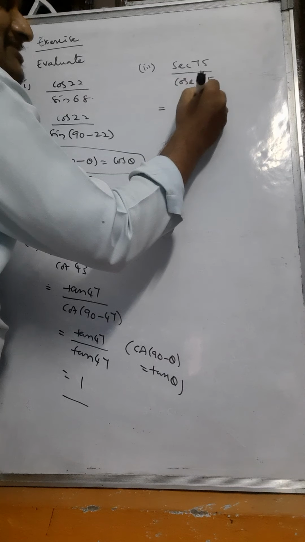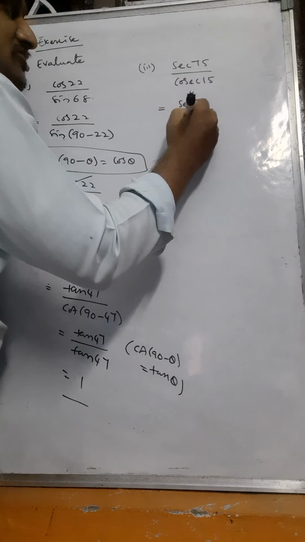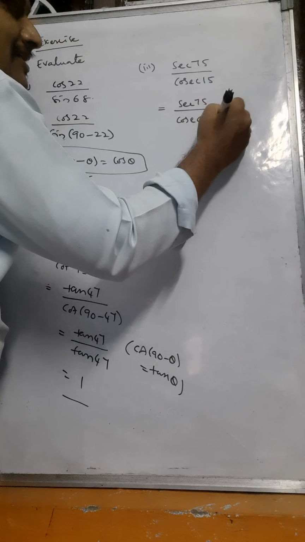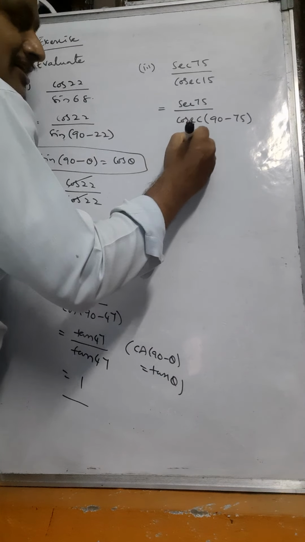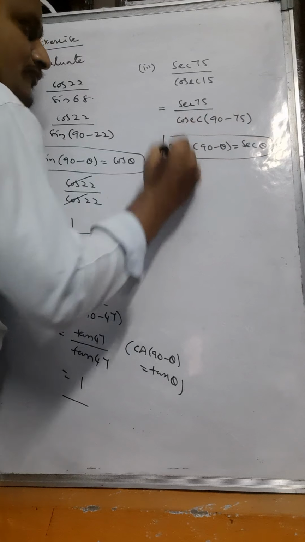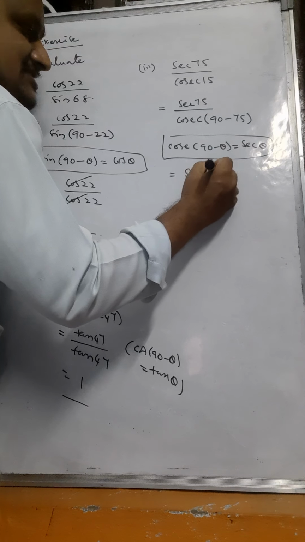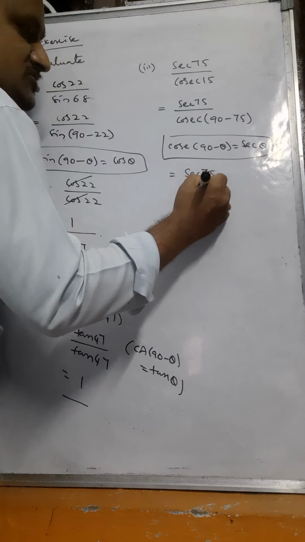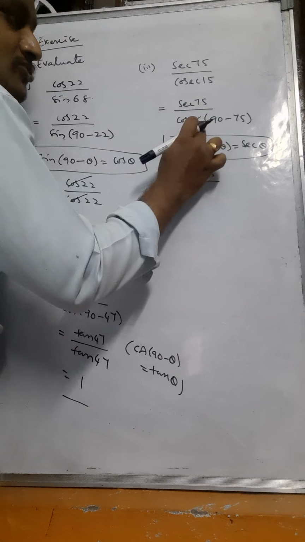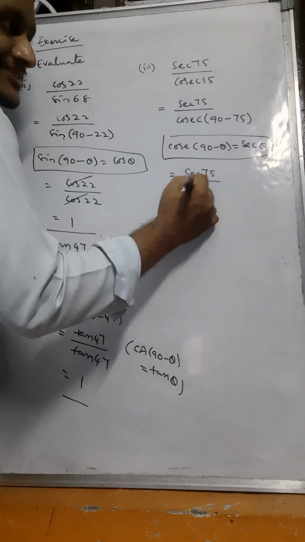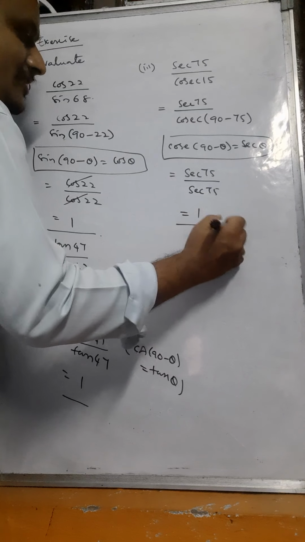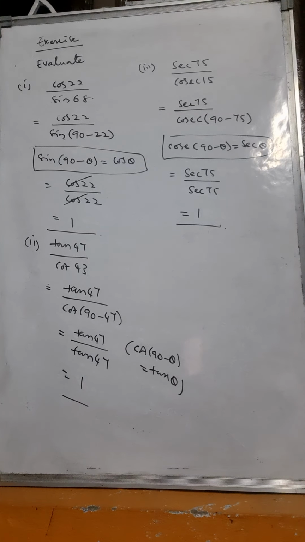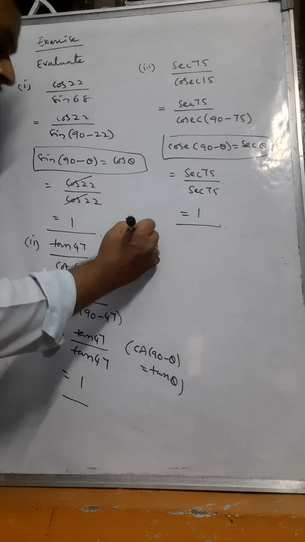So here sec 75 by cosec 90 minus 75. So cosec 90 minus theta is equal to sec theta. So from this we can say that sec 75 by cosec 90 minus 75 means sec 75. So sec 75 by sec 75 means 1. Let me see the fourth problem.